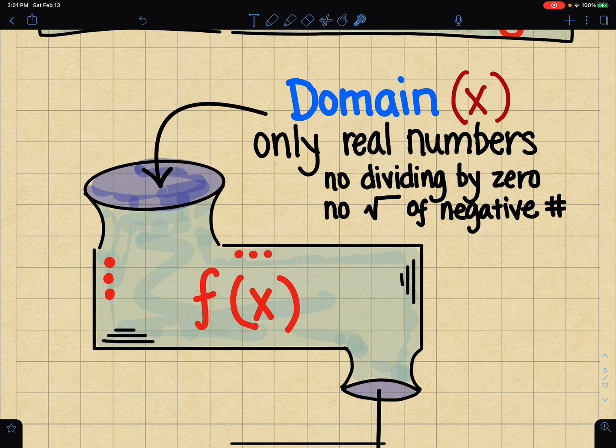It might be 1, 2, 3, all the integers, right? It could also be 0. It could also be negative numbers. It could also be ratios like 3/4, or decimals, or pi or something like that, right? Any real number can go into the vending machine, and that is the domain.